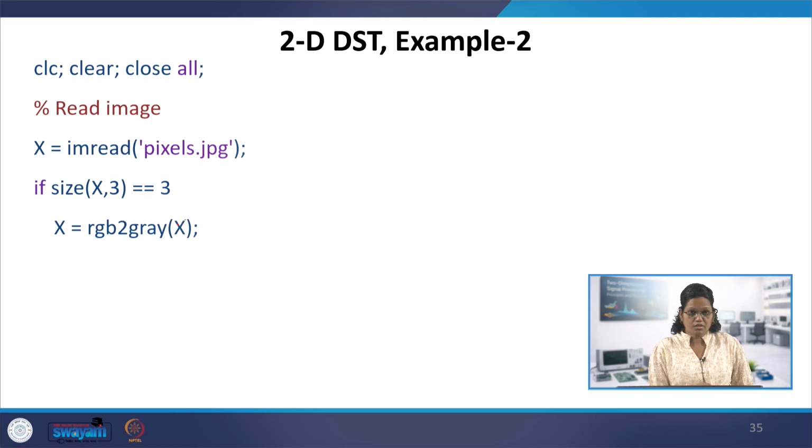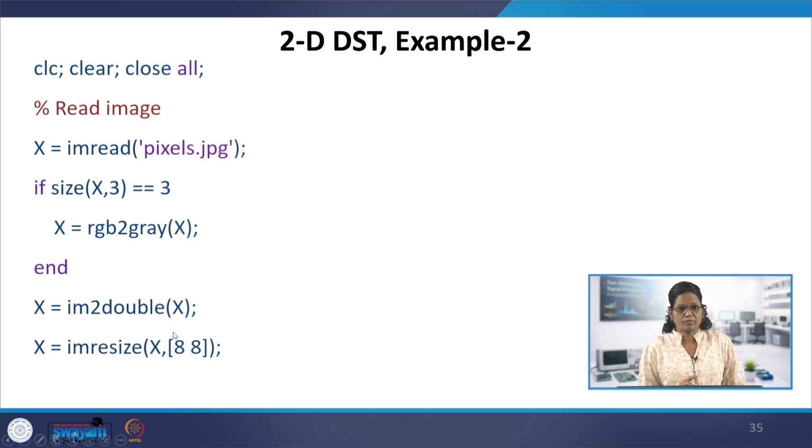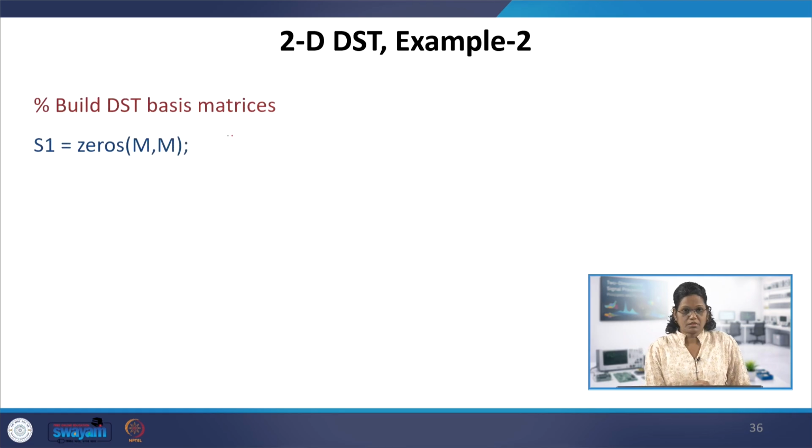This is the first thing that needs to be done if you have an RGB image. Then im2double will read those values as double into X. After that, we can resize it to 8 by 8 or whatever size you require. This can be done for taking out the basis images. So take the size of X, which gives m comma n, and then build the DST basis matrices.